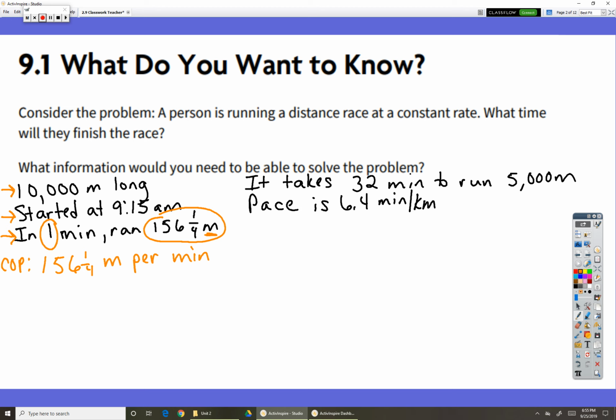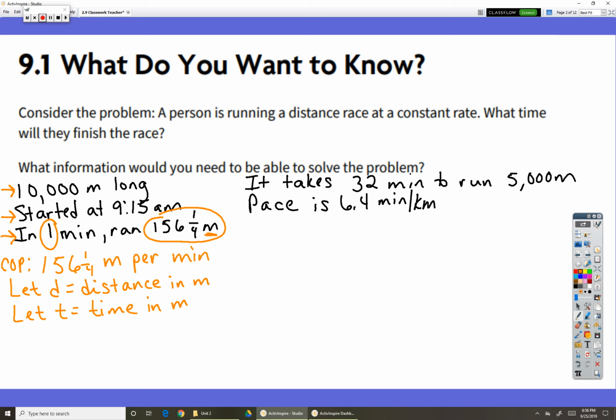So I'm going to write an equation that represents the relationship between distance and time. I'm going to say let d equal the distance. So the letter D is going to stand for the distance, and I'm going to specify the units I'm going to use. It'll be the distance in meters.